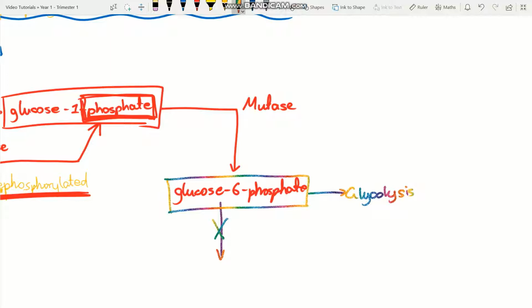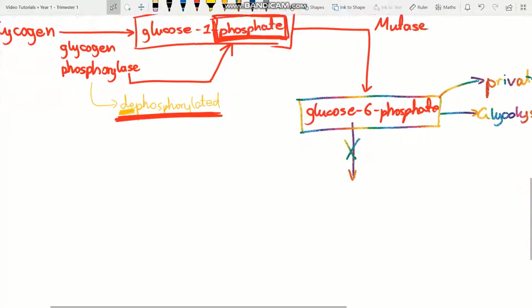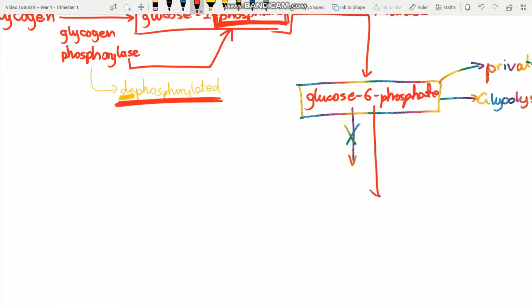So essentially, this means that skeletal muscle has its own private store of glucose, because glucose 6-phosphate has to be converted to glucose in order to be sent around the body. If it stays as glucose 6-phosphate, it can only be used by skeletal muscle as it can't come out of that skeletal muscle. However, if we're in the liver, for example, we can convert glucose 6-phosphate into glucose. And this is done because the liver has the enzyme glucose 6-phosphatase.